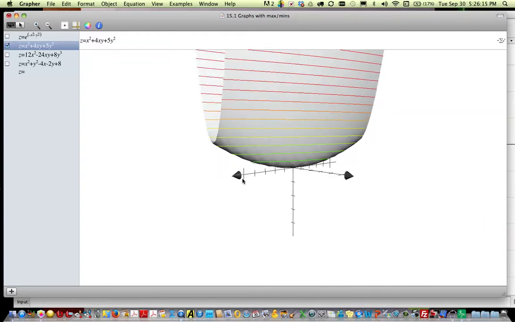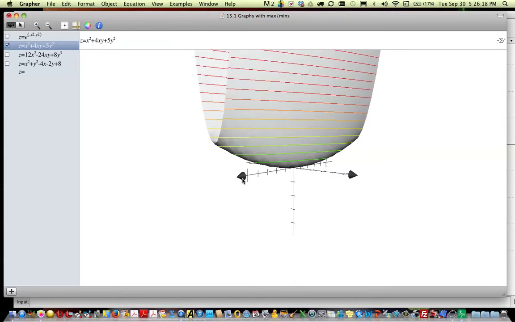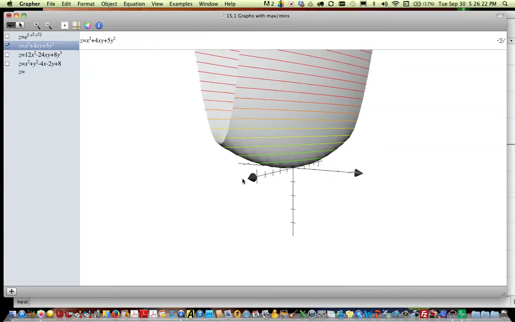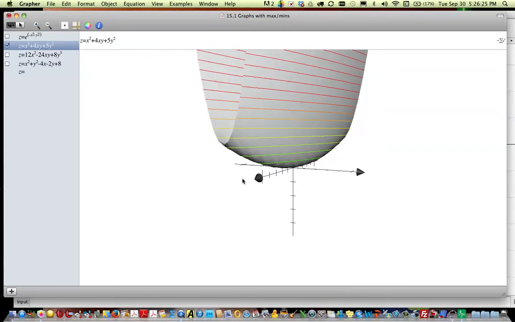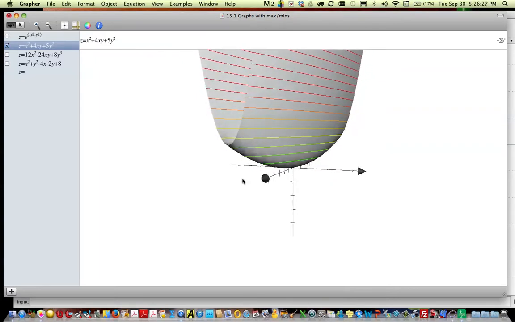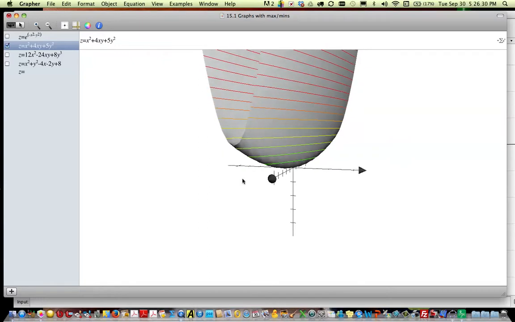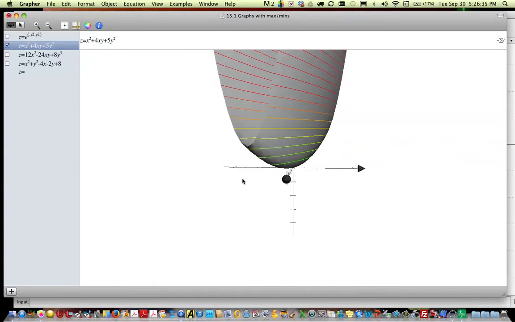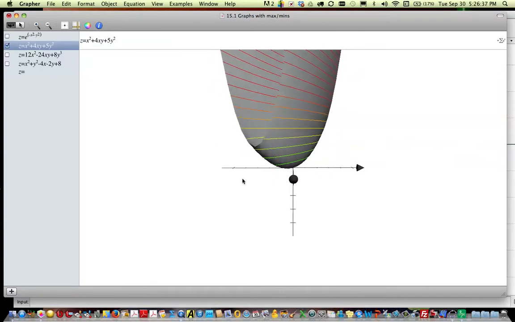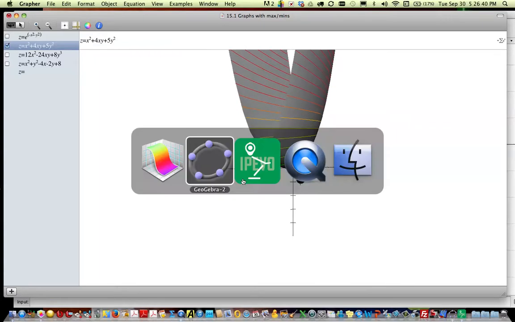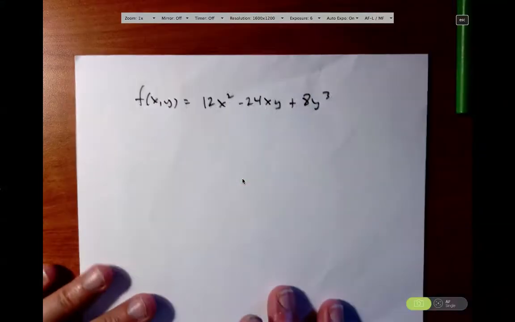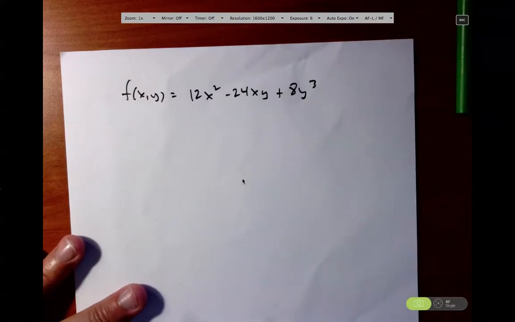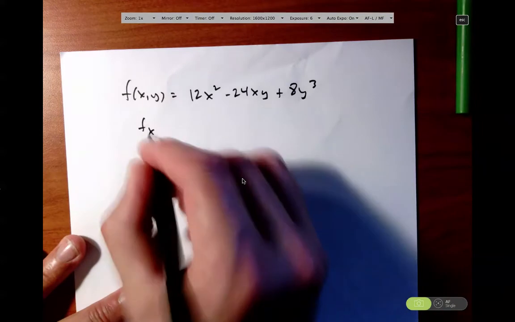All right, the next example I want to look at is a little bit messier, and this function is f of x and y is equal to 12x squared minus 24xy plus 8y to the third power. Okay, 12x squared minus 24xy plus 8y to the third power. All right, and the first thing is we want to find out where the critical points are.